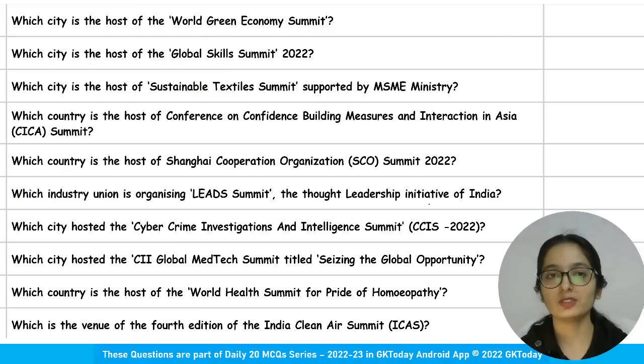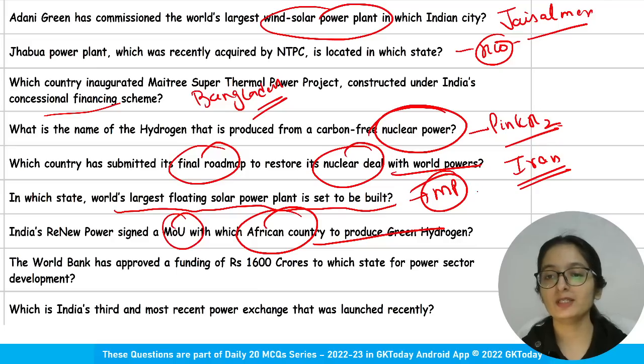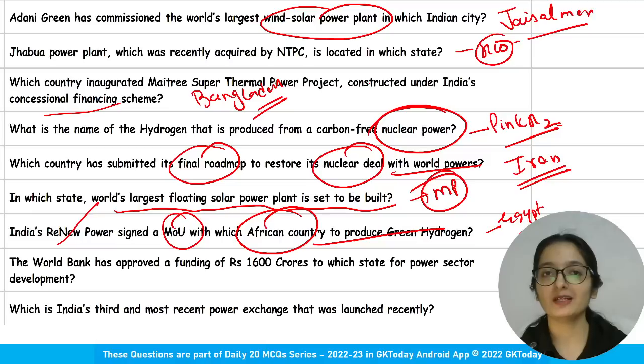India's Renew Power signed a MOU with which African country to produce green hydrogen? Egypt. Recently, we were having our Conference of Parties 27, and there this renewable company, the Renew Power company, a private company based in Gurugram, has signed an MOU with Egypt. Okay, let us produce green hydrogen, right? We have covered what green hydrogen is.